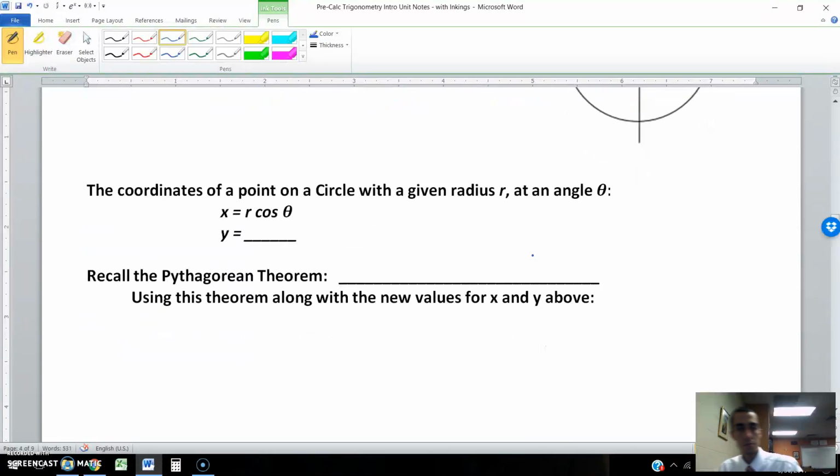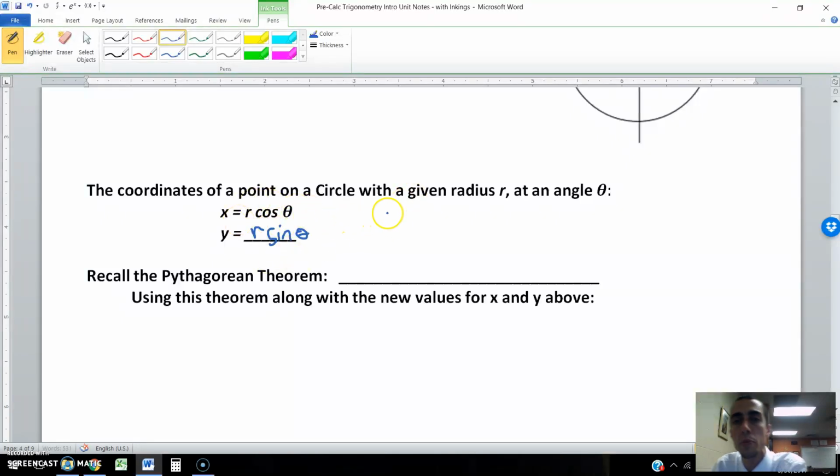Next up, if we wanted to find the coordinates of a point on a circle, if we're given 2 things, the radius and the angle, we can use the following 2 formulas. The x-coordinate can be found by taking r and multiplying it by cosine of theta. We can also find y by taking r and multiplying it by the sine of theta.